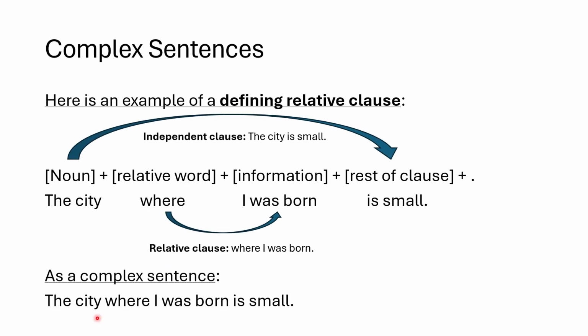Here is an example of a defining relative clause. Noun plus relative word plus information plus rest of clause. The city where I was born is small. Notice the noun plus the rest of the clause is an independent clause. The city is small. It makes sense as a standalone sentence. The relative clause is where I was born.